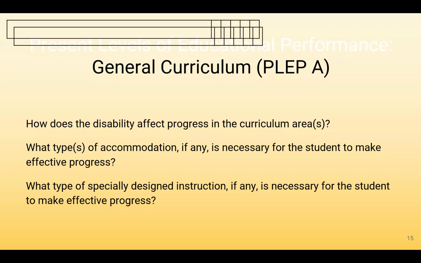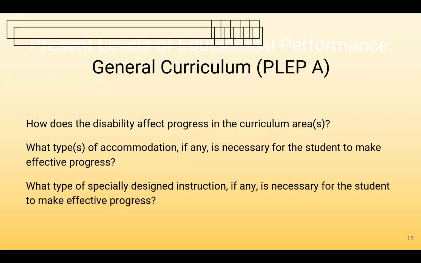Now we're going to look at this PLEP A. PLEP A stands for Present Levels of Educational Performance. So, big name, but really what this is, is how we have to talk about how this disability actually affects progress in these curriculum areas. So that's the first thing that we list. The next thing we talk about is what accommodations we need for the student to be able to actually access the curriculum.